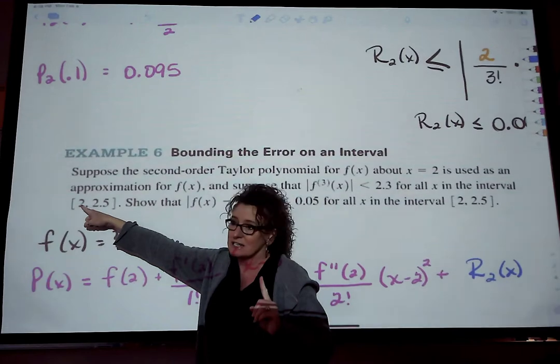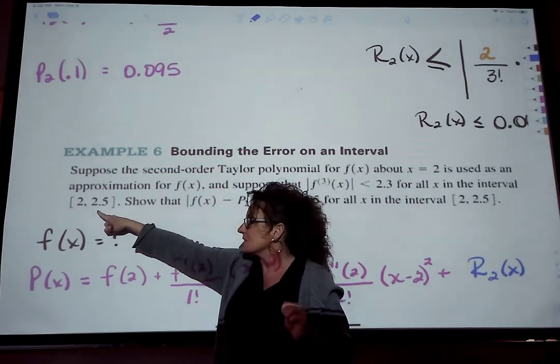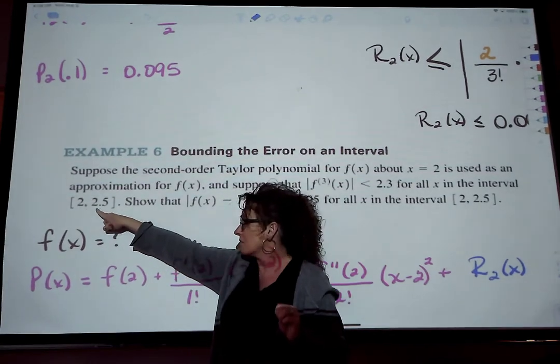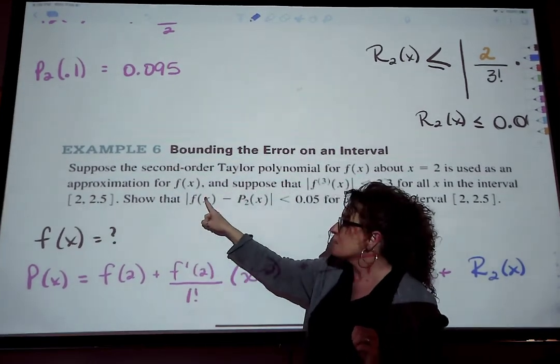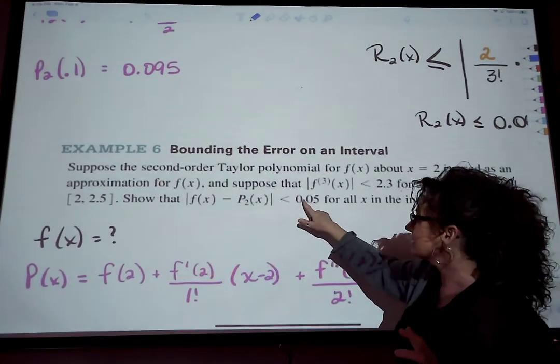Notice this is where we're centered. This is how far out we're going. This is where we're centered. This is how far out we're going. Show that this, okay, this is just error, is less than 0.05.